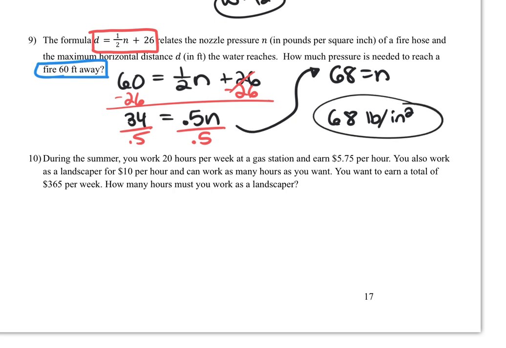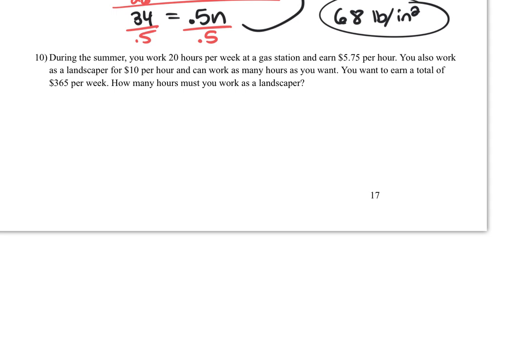There you go. So in this guy, if we're working during the summer, how many hours did they say we worked at the gas station? 20 hours per week at the gas station. And how much do we earn per hour? $5.75. Okay? You also work as a landscaper for $10 per hour and can work as many hours as you want. So is there a limit there? No. Do we know how many hours you worked? No. You want to earn a total of 365 per week. How many hours must you work as a landscaper?